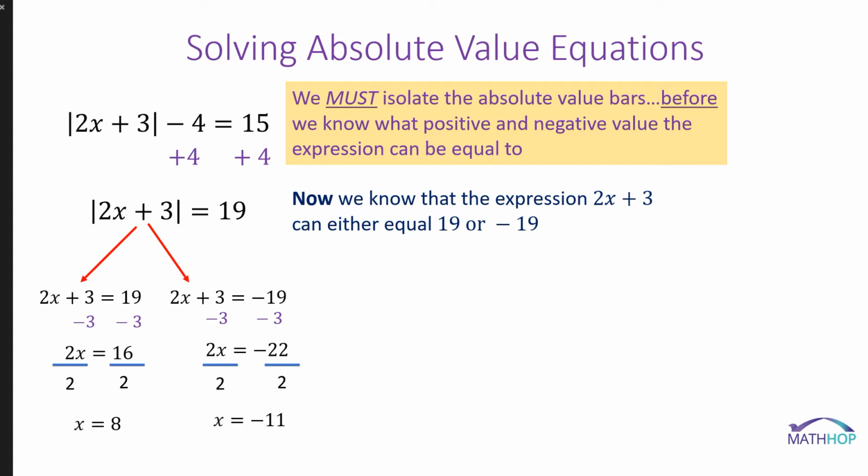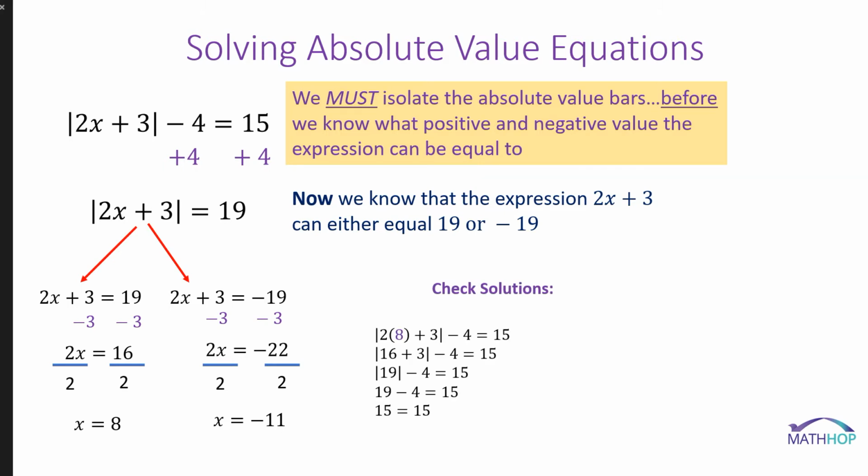All right, checking the solutions, we'll just put the checks up there. We have 2 times x plus 3, all in absolute value bars. So the absolute value of 2 times 8 plus 3 is the absolute value of 16 plus 3. So the absolute value of 19 minus 4, which gives us 19 minus 4, which equals 15, which equals the right side.